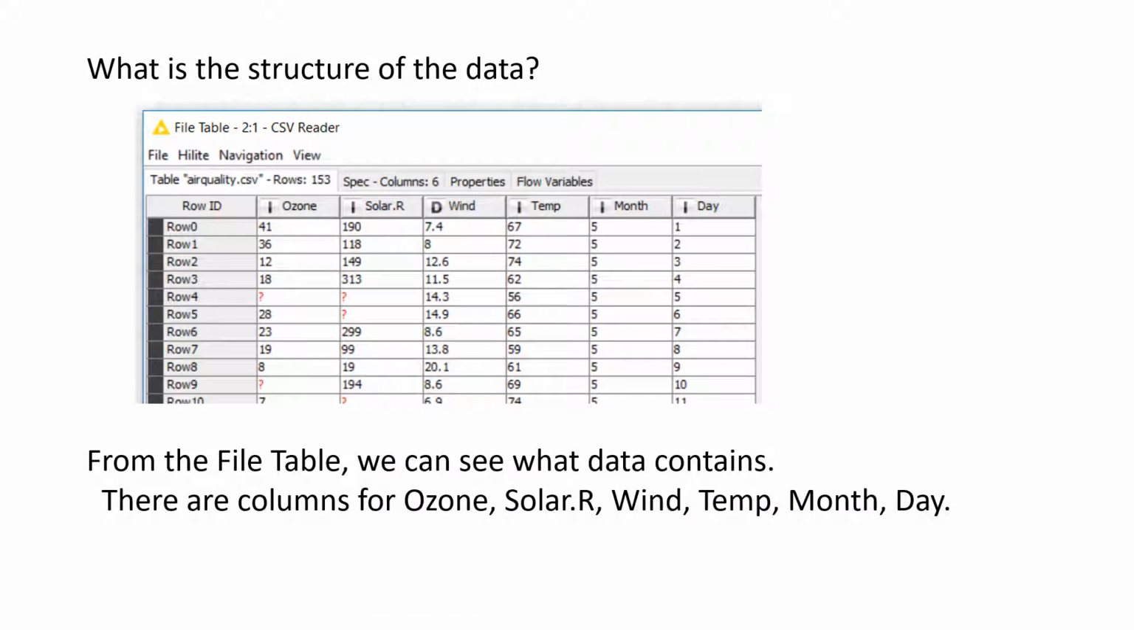And what is the structure of the data? Well, it's pretty easy to see what the columns are like. We already kind of knew what to expect, but once we read the data in, we want to go in there and double check, make sure it all came in correctly. And so we see again from this file table that we have the columns that we expected: Ozone, solar radiation, wind, temperature, month, and day.